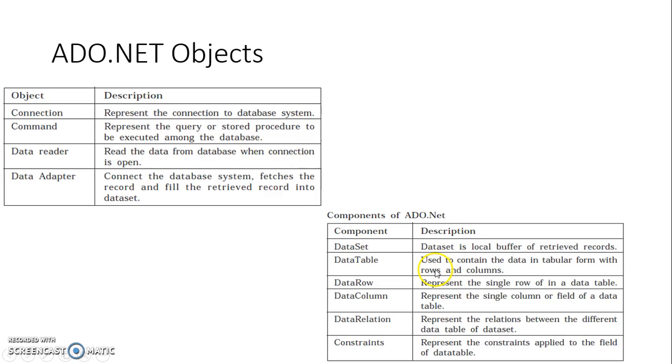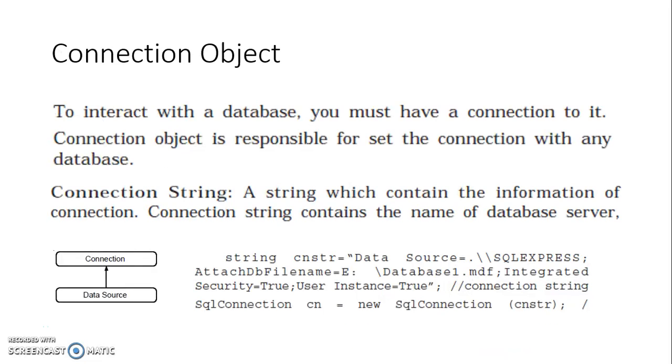What components does it have? The data set is a local buffer, or you can say it's a mirror image of your database. So you can have as many tables as you want from your database in the data set. A data table contains the data in a tabular format, in rows and columns. Then a data row, a data column, a relation, which represents the different relations between the tables, and a constraint, which represents the various field constraints which we have applied.